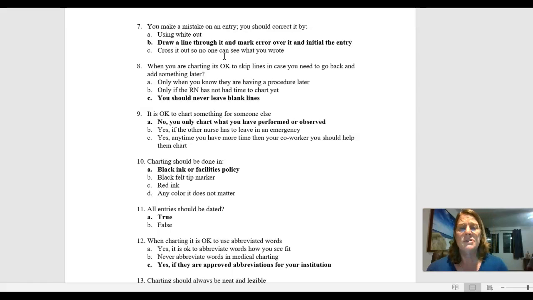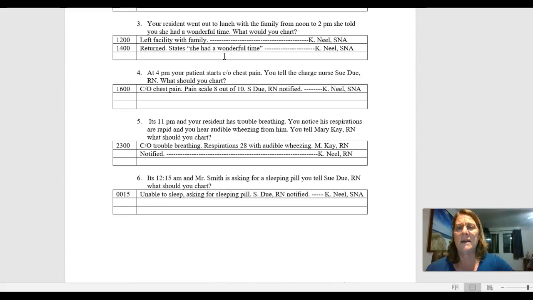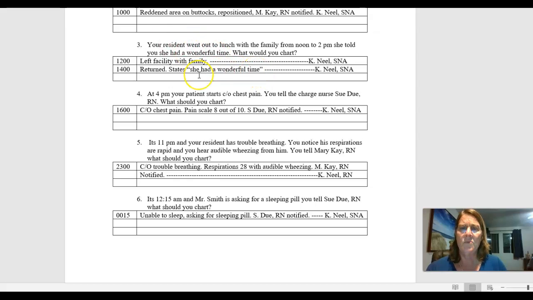Number 8, when you're charting, it's okay to skip lines in case you need to go back and add something later. No. So let me go back here to these. Had this been one person I was charting on, I would chart each entry: the 12 o'clock, 2 o'clock, the 4 o'clock entry would be here, the 2300 entry here. Each line, I wouldn't leave any blank lines. If this had been the same patient I was charting, I would put the next entry right there. The next entry goes here. The next entry goes here. You don't leave blank lines.